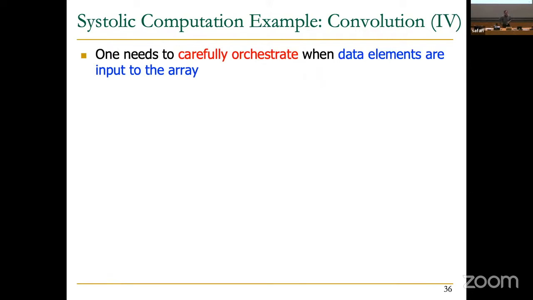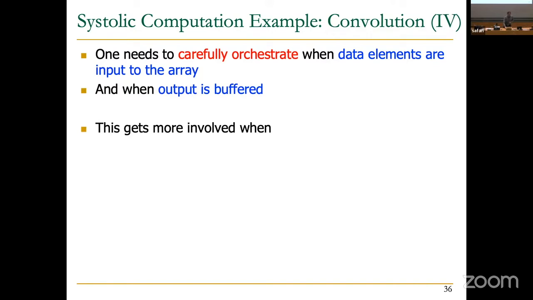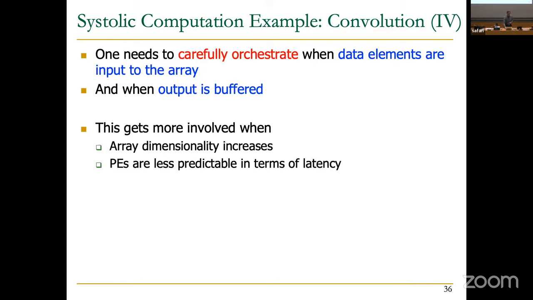So the key is that one needs to carefully orchestrate when these data elements are input to the arrays and when the output is buffered. This is really the key. Of course, you need to design the elements, but once you design the elements, it's really about data orchestration. And this gets more involved, especially when array dimensionality increases. Programming elements are less predictable in terms of latency, so people don't try to do that. These are very, very predictable elements.